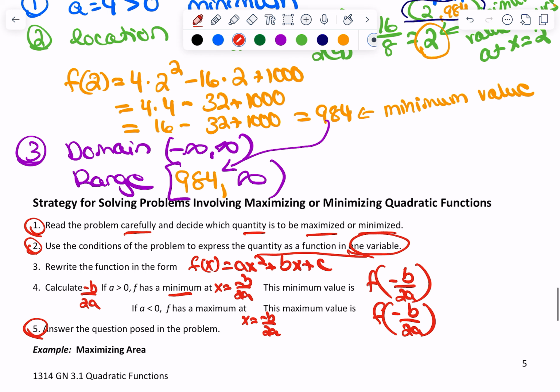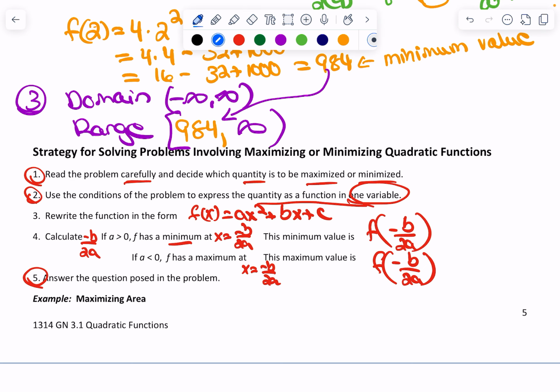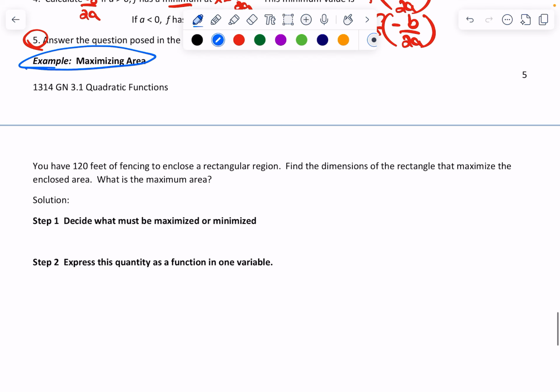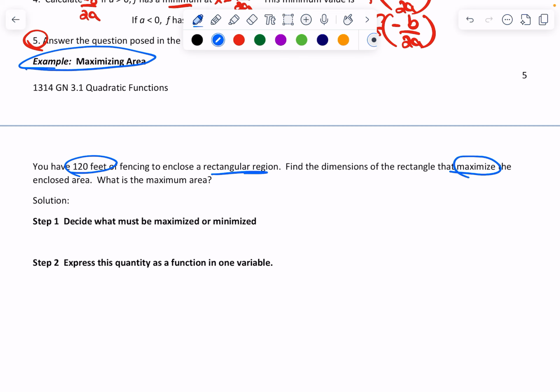Okay, so let's go ahead, there's an example right here. I'm not sure why the title is on this page. So you have 120 feet of fencing to enclose a rectangular region. Find the dimensions of the rectangle that maximize the enclosed area. What is the maximum area? So decide what must be maximized or minimized. Well, it's asking us to maximize it. So we are maximizing.